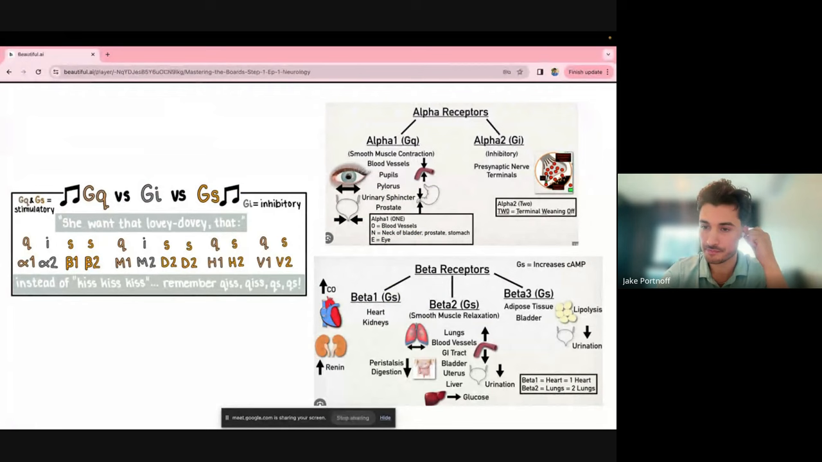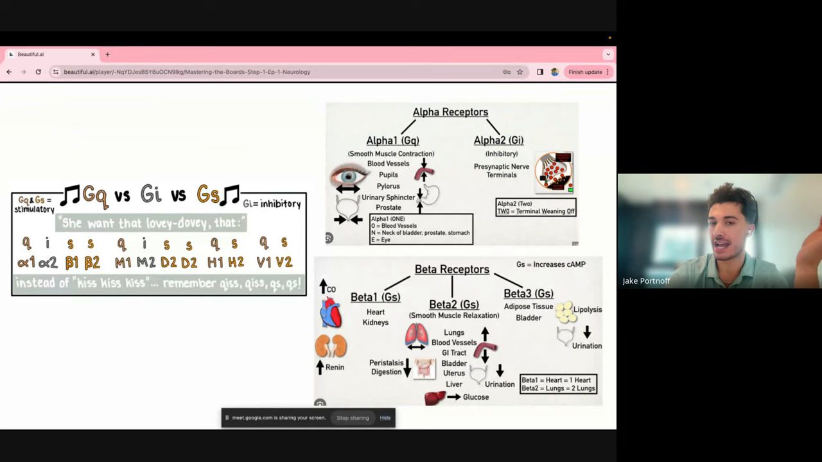Here's a little trick from my endocrine guide that just came out, just remembering the Gq versus Gi versus Gs, which is important. But if we turn our head to alpha, remember alpha 1 is going to cause smooth muscle contraction, okay? That's going to cause our blood vessels to contract, our pylorus to contract, our urinary sphincters to contract. And actually, think about what our SNS does.